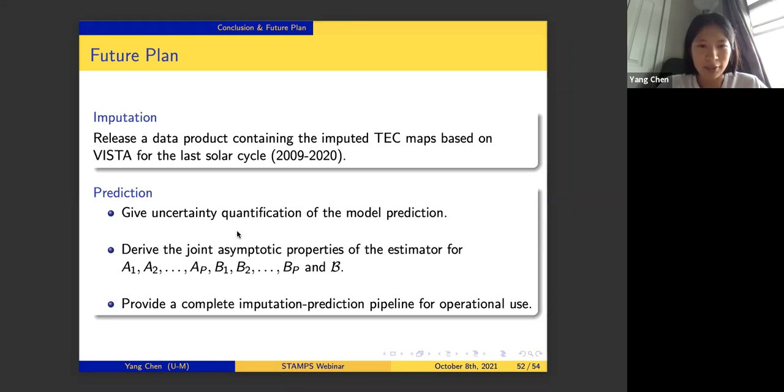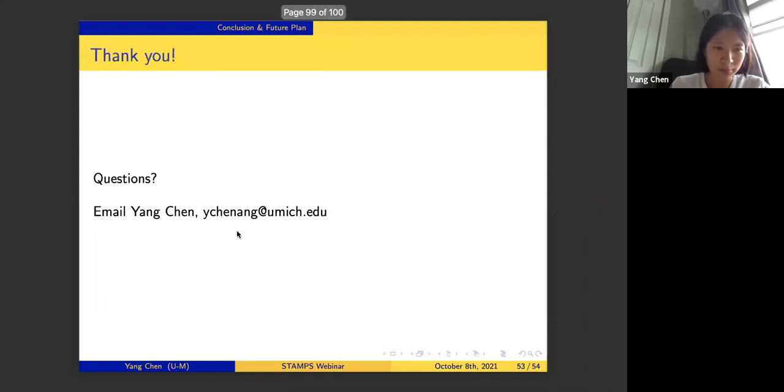And again, a third step for us is really to go from raw data to real prediction, going from the incomplete TC maps to the prediction of full TC maps.